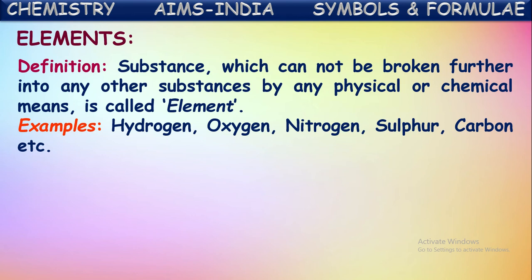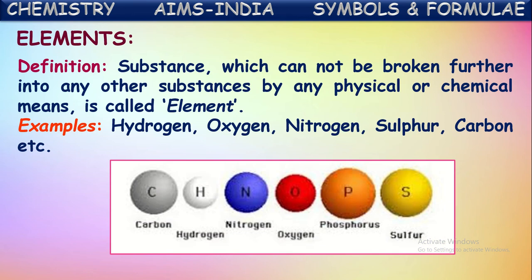For example, hydrogen, oxygen, nitrogen, sulfur, phosphorus, and carbon are all different elements. There are 118 elements discovered so far, and these all come under elements. If I say carbon, that contains purely carbon atoms only. If I say phosphorus, that has only phosphorus atoms in it. In that way, elements represent the same kind of atoms.